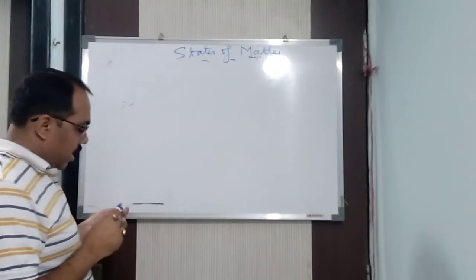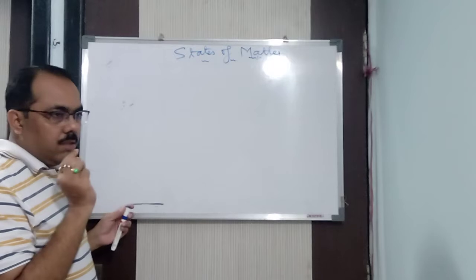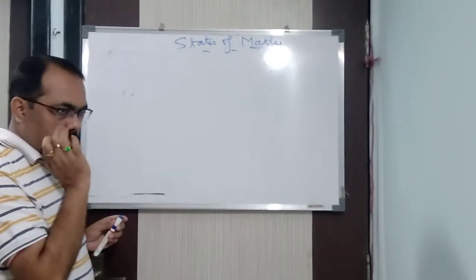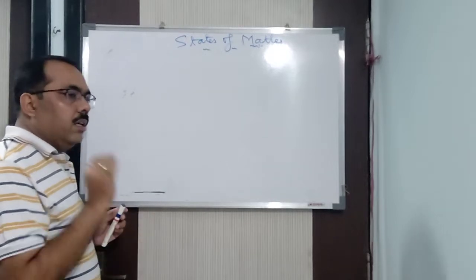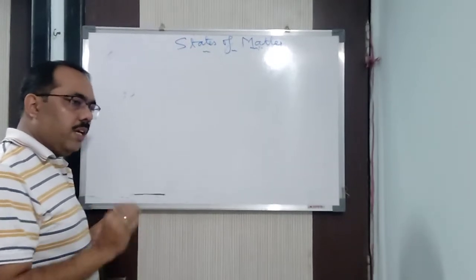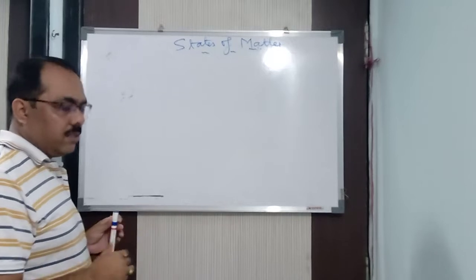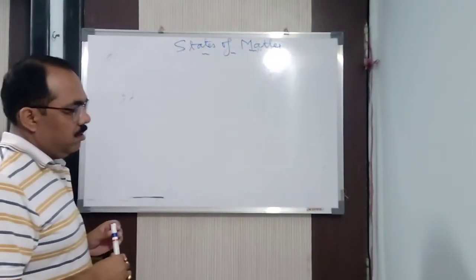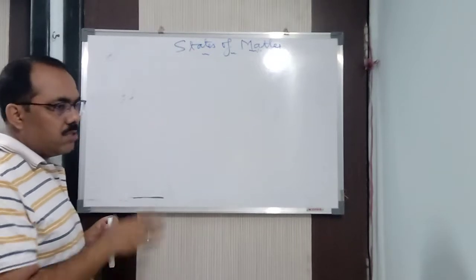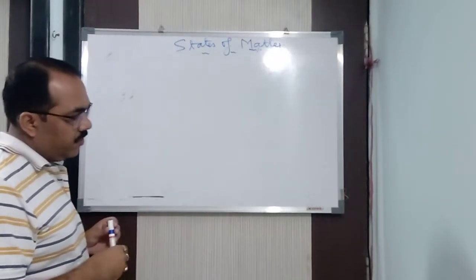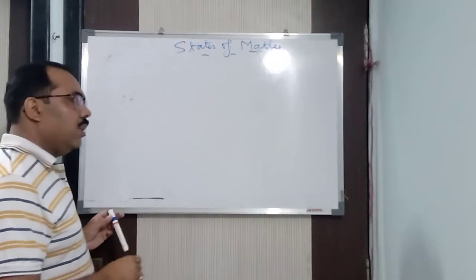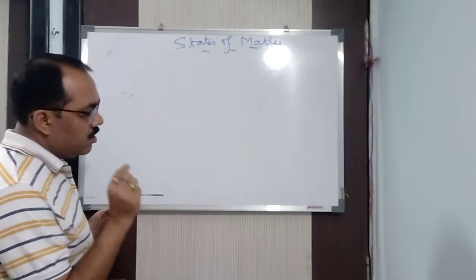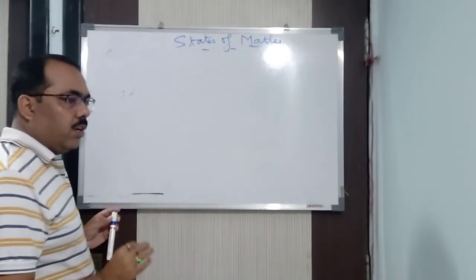Now, what factors make the difference between solid, liquid and gas? The first question is what factor governs or makes the difference between a solid, liquid and a gas. The next question is what are the properties by which we can say that this is solid, this is liquid and this is gas? So the matter is made up of solid, liquid and gas.